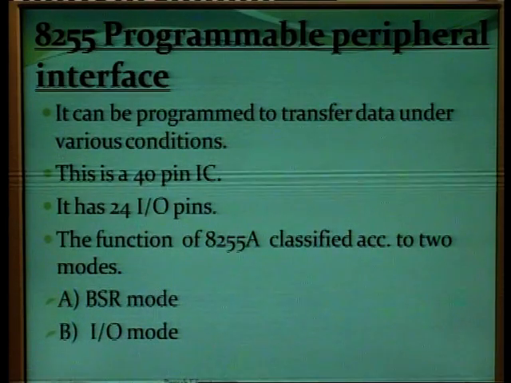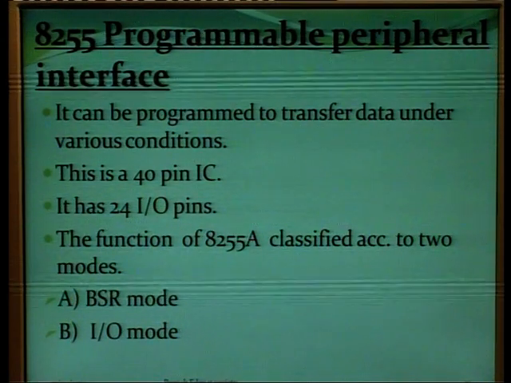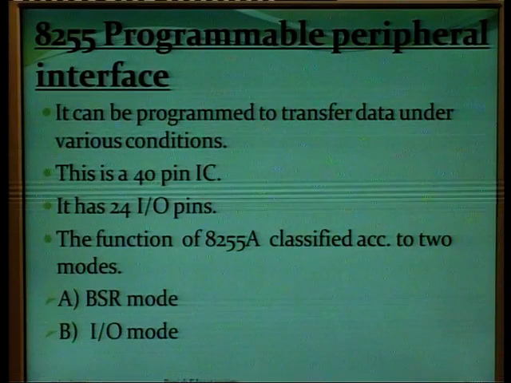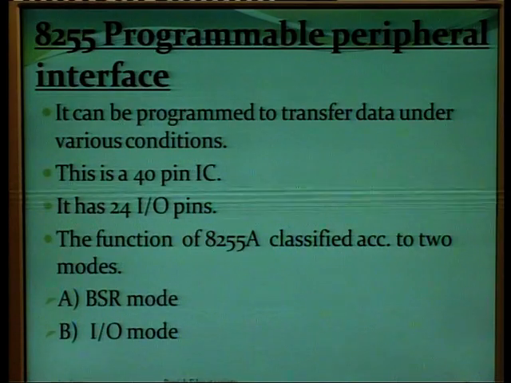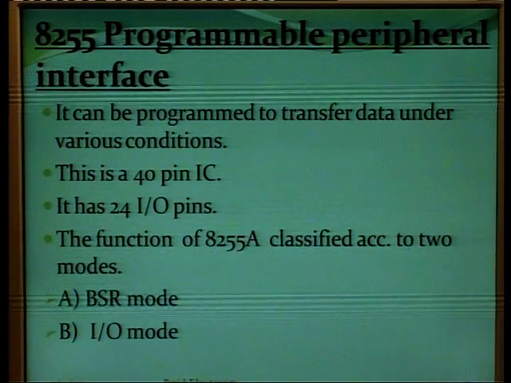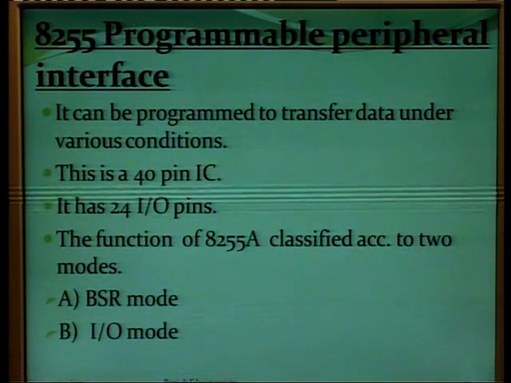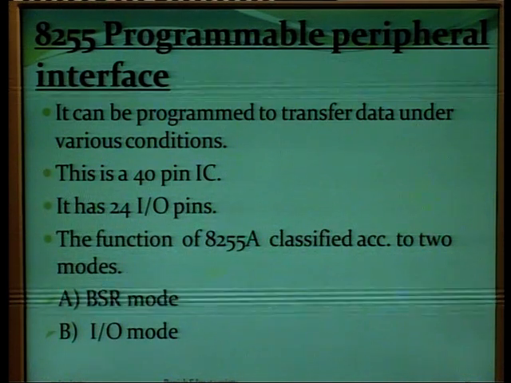The function of 8255A is classified according to two modes. It has two working modes. First is BSR mode, that is bit set reset mode. This is only for port C, because it has 3 ports, port A, port B and port C.